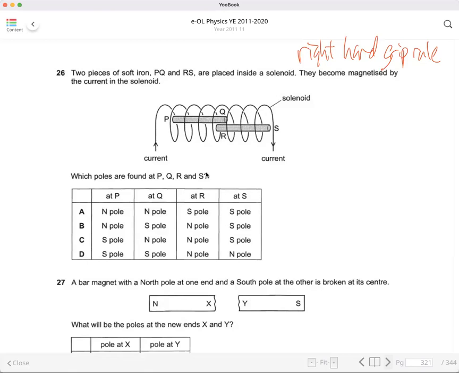Incorrect. For the objects P and Q, P and Q should have different poles. Same thing for R and S. Bei Kuan, you tell me that P and Q are the same pole. Definitely wrong. So A and D are definitely wrong. Is that clear?